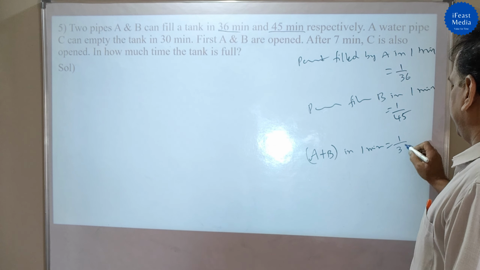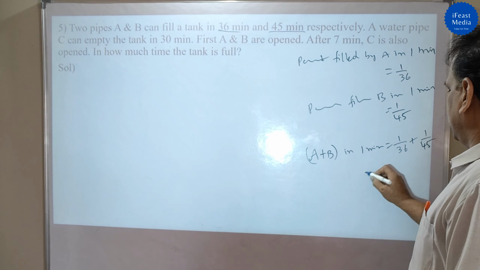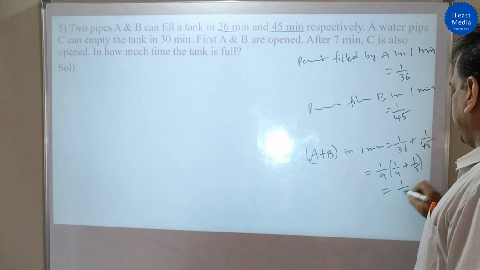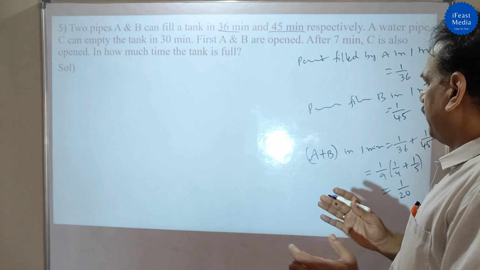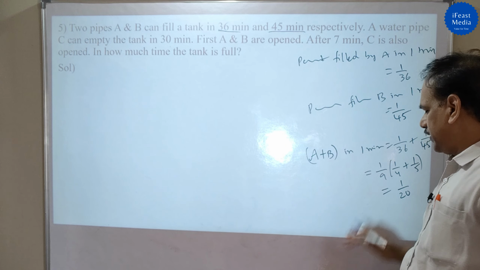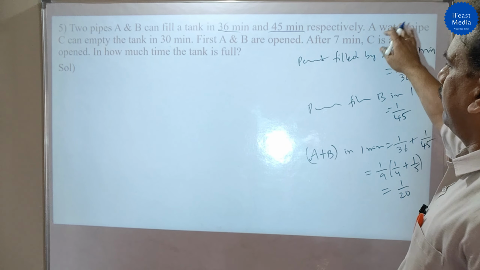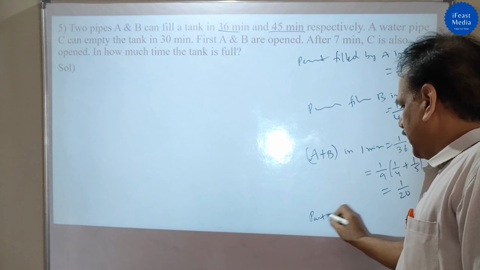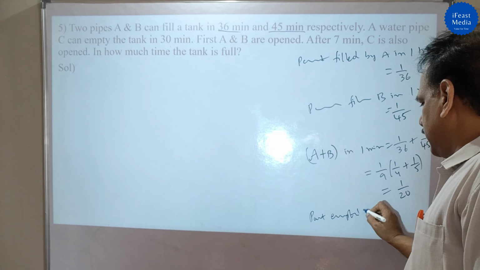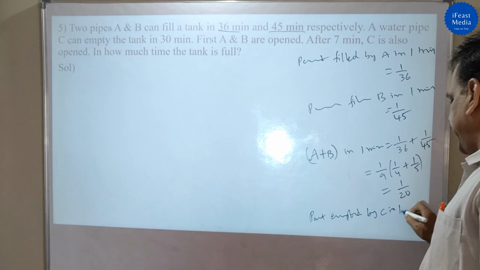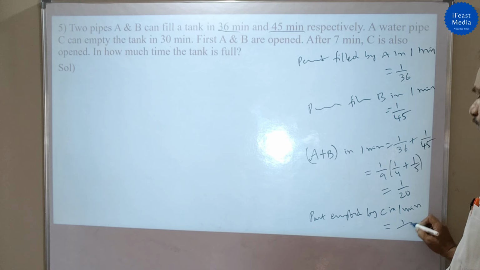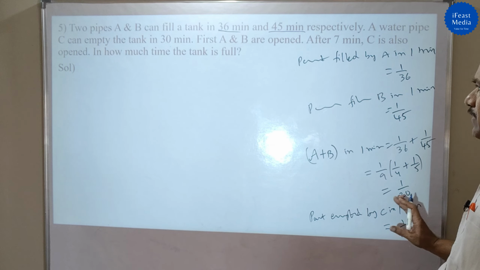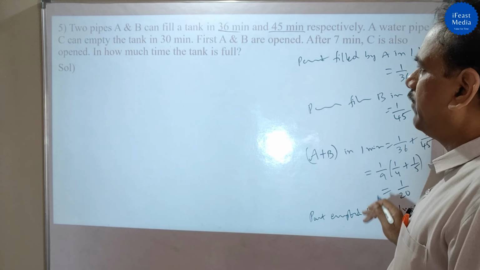It is 1 by 36 plus 1 by 45, by 9 into 1 by 4 plus 1 by 5. It is 1 by 20. So part filled by both A and B in 1 minute is 1 by 20. Now a waste pipe C can empty the tank in 30 minutes. So part emptied by C in 1 minute is 1 by 30. Is 1 by 30 part of the tank is emptied by C in 1 minute.